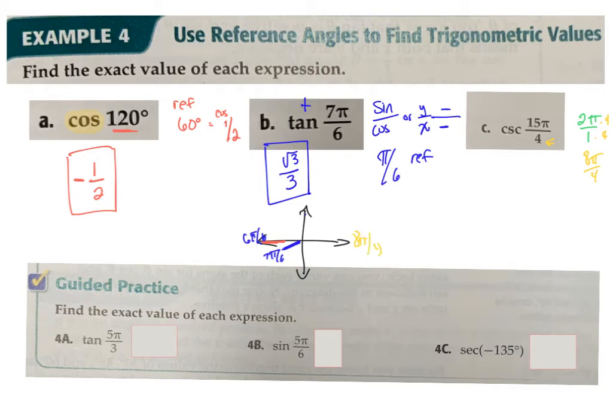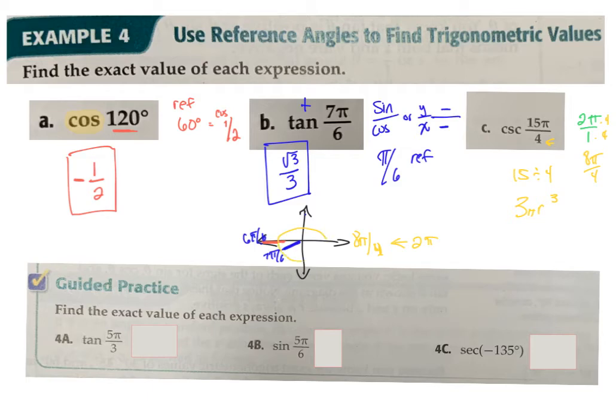8 pi over 4. Does everybody see what we're doing? Why would it be right there? Because that's 2 pi, and I just got a common denominator. Everybody see what's happening here? I can also divide it if I want to. What would happen if I divided 15 by 4? How many times does 4 go into 15? 12, so 3 times with a remainder of 3, right?